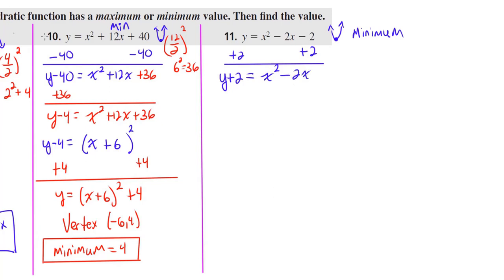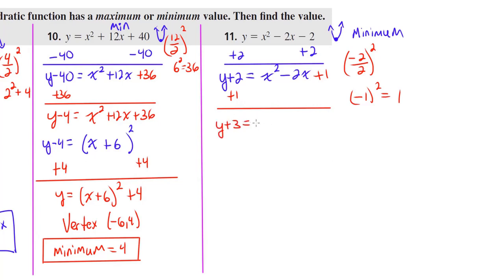And now we can go ahead and put in our new c value. We take our b value, divide it by 2, and square it. Negative 2 divided by 2 is negative 1, and negative 1 squared is 1. So we're going to add 1 to both sides. This gives us y plus 3 equals x squared minus 2x plus 1.